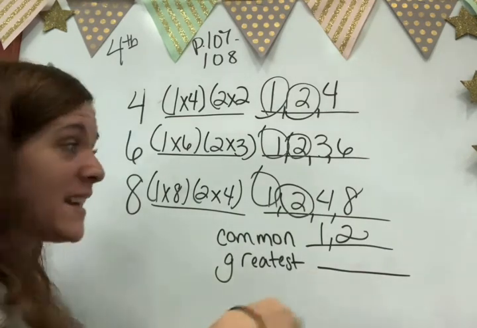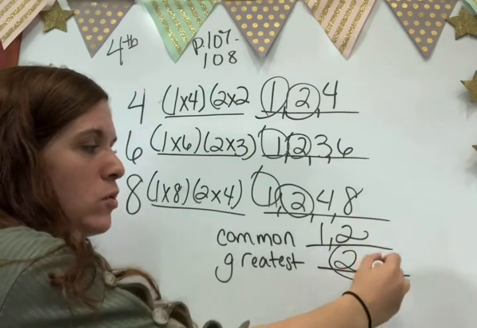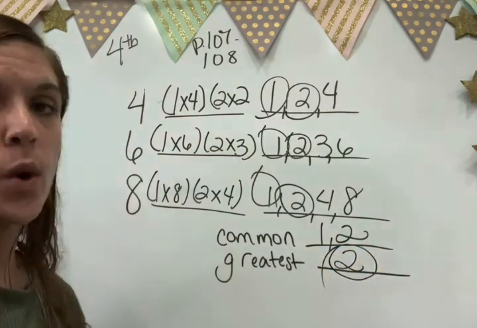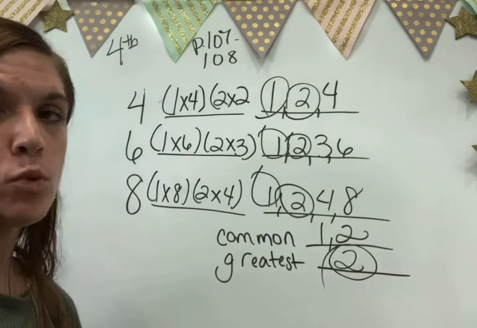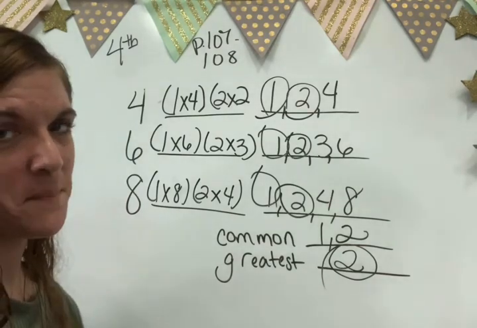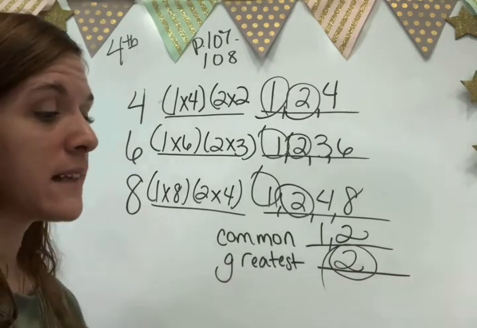Remember how you find it. What is the biggest number between the 1 and the 2? 2. And there is your answer. Bada bing, bada boom. Okay? Number 2 and 3, you do by yourself.